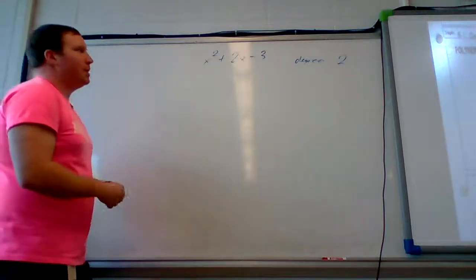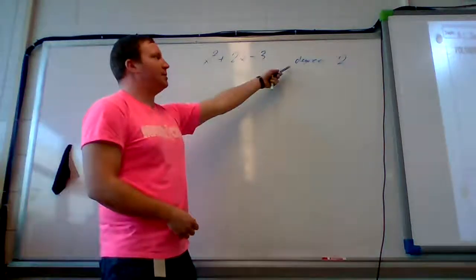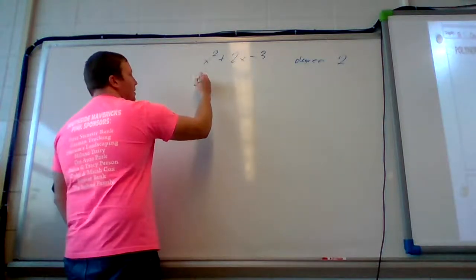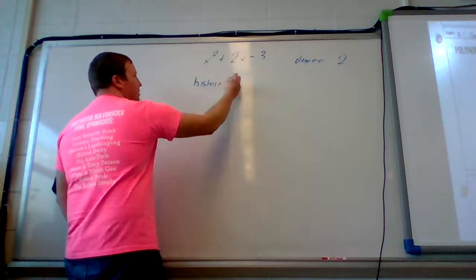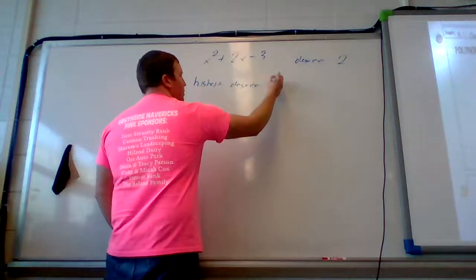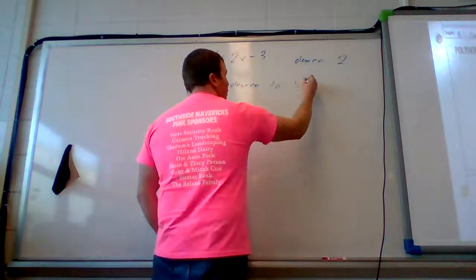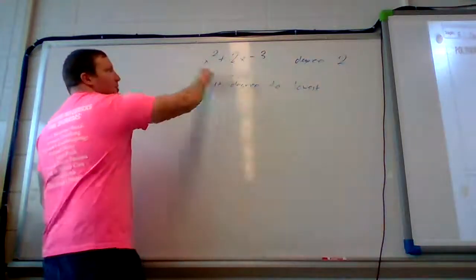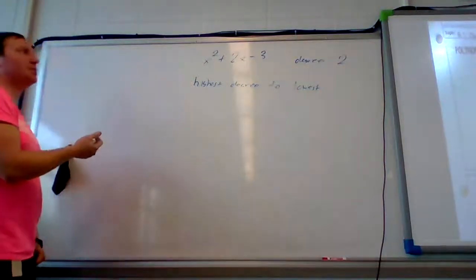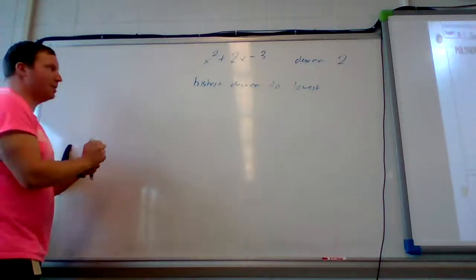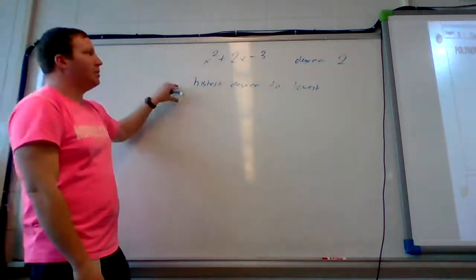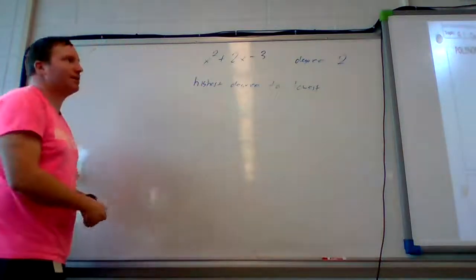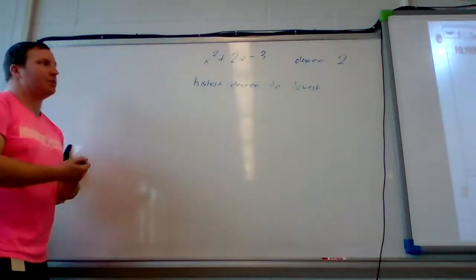Standard form is starting with your highest degree and working your way down, highest degree to lowest, or 0 degree. So an example of that could be this, right? x squared plus 2x minus 3. Whatever your highest degree is, you want to start there and work your way down to where you no longer have that degree or that variable.